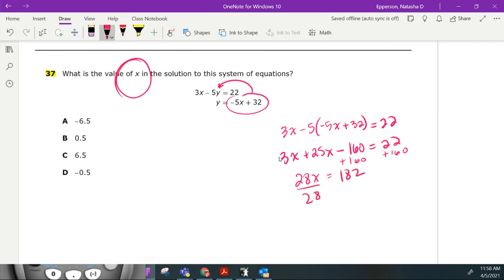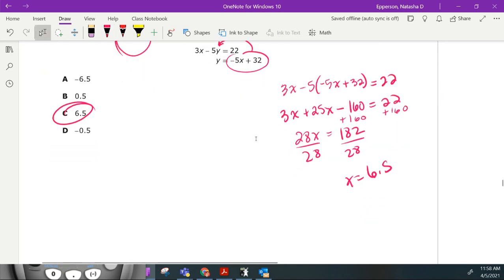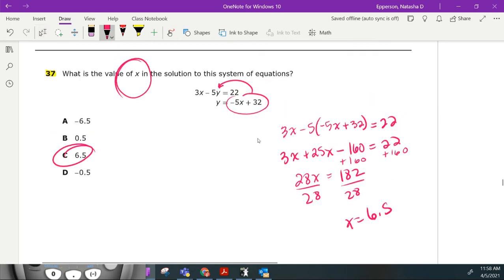We're going to divide by 28. That gives me x is equal to 6.5, which is our answer choice C. We can also double check by plugging it in for x and making sure that both sides match.